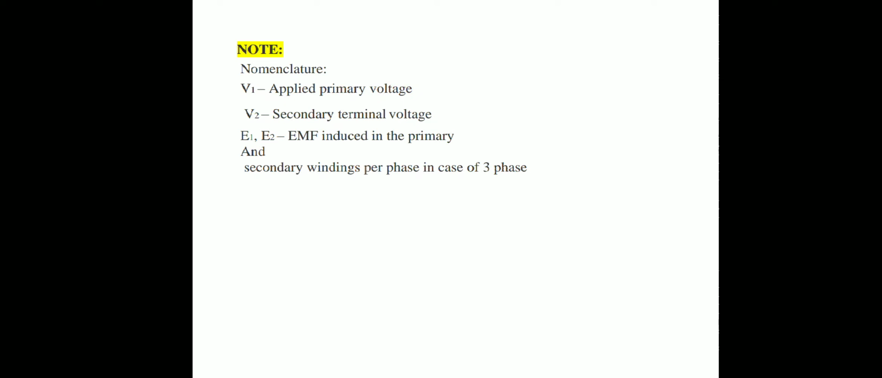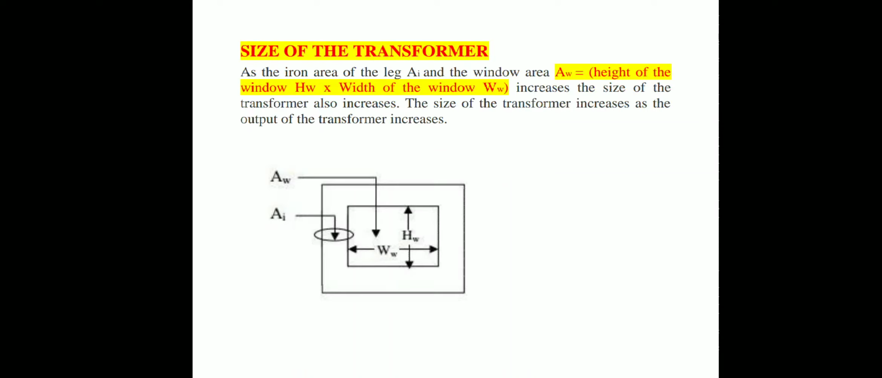Note the nomenclature given: V1 is equal to the applied primary voltage, V2 is your secondary terminal voltage, E1, E2 is your EMF induced in the primary and secondary windings per phase in case of three phase. Now let us go back to the diagram of the previous page.